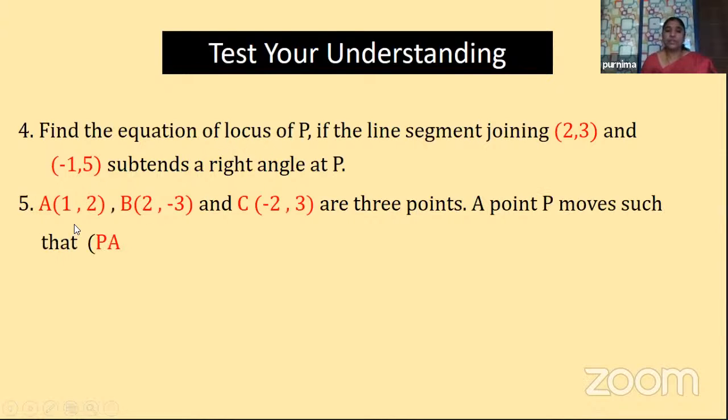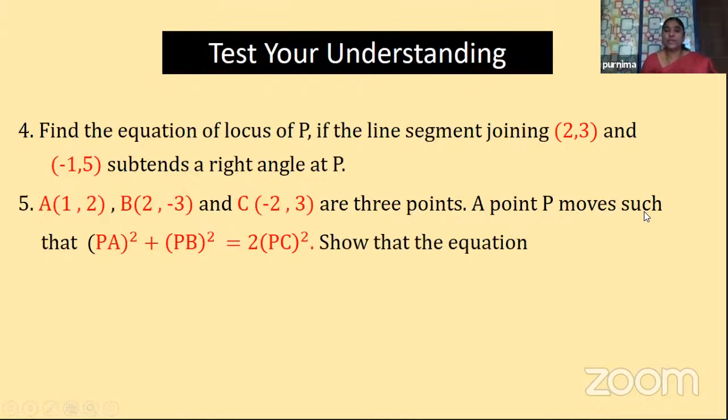And what is the fifth question? A (1, 2), B (2, -3) and C (-2, 3) are 3 points. A point P moves such that PA² + PB² is equal to 2PC². Show that the equation to the locus of P is 7x - 7y + 4 = 0.